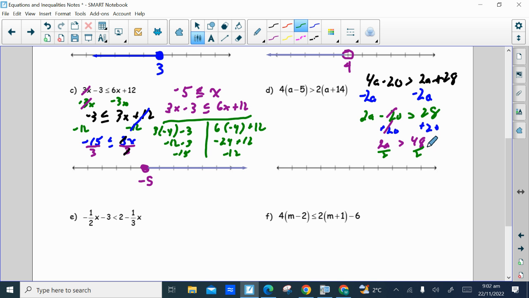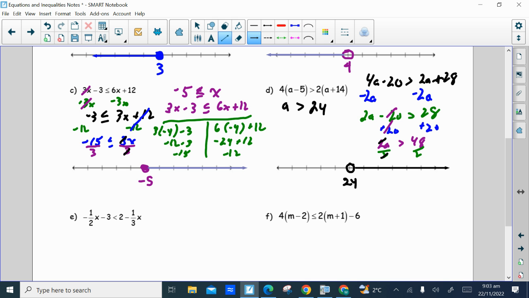And finally, we'll divide both sides by 2. The 2's cancel, and it's a positive 2, so the inequality does not reverse. I'll have a is greater than 24. On the right, 48 divided by 2 is 24. So on our number line, we'll have 24 in the middle. That circle or that dot is not colored in because a is only greater than 24, not equal to. And because it's greater than, the line goes off to the right.